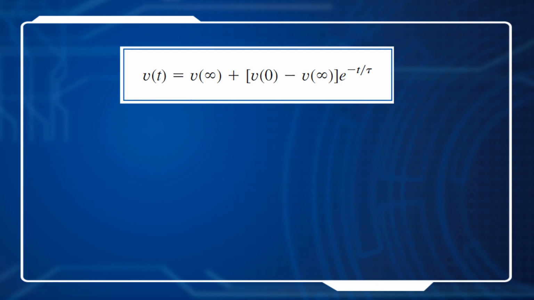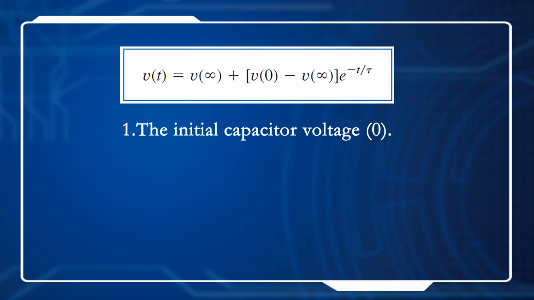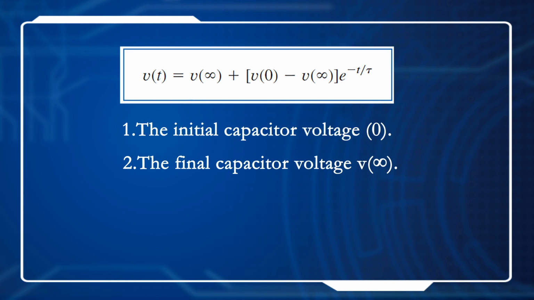You can use it to solve the step response of an RC circuit. So to find the step response of an RC circuit, you require three things. The first one is the initial capacitor voltage V0. The second one is the final capacitor voltage V infinity. The third one is the time constant tau. After you get the three things, you can use the equation to get the answer.